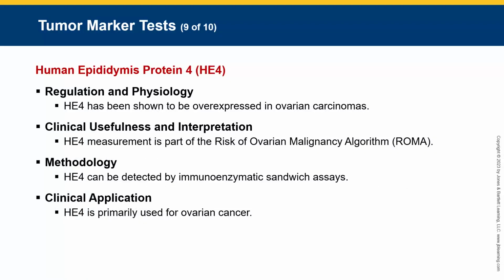Human epididymis protein 4, HE4, has been shown to be overexpressed in ovarian carcinomas. HE4 measurement is a part of the risk of ovarian malignancy algorithm. HE4 can be detected by immunoenzymatic sandwich assays. HE4 is primarily used for ovarian cancer.